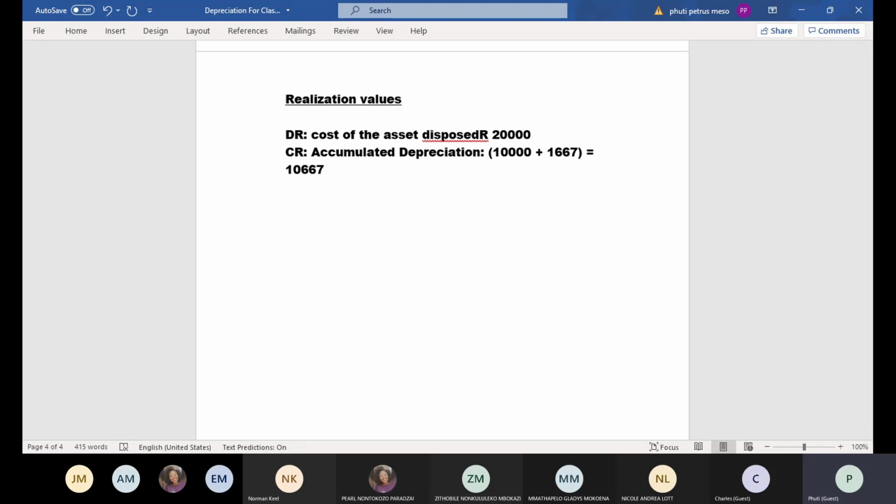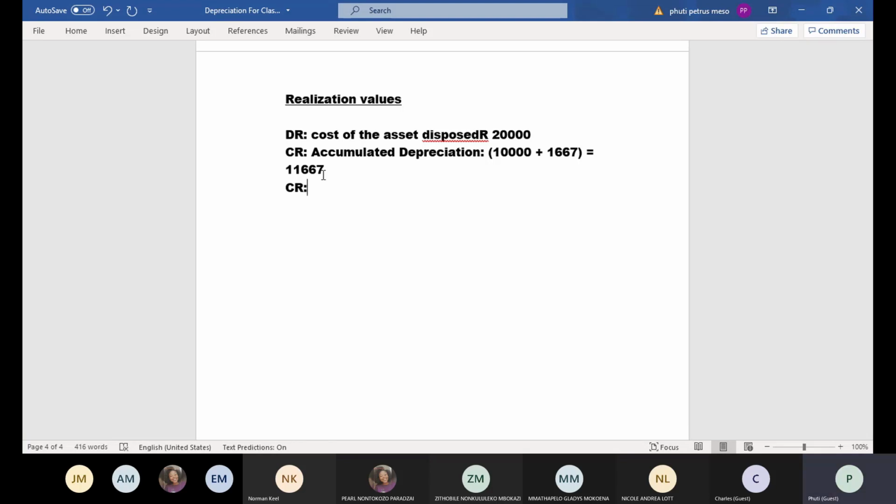So let's have a look at what's going to happen under your. Sorry, Puti. Yes, sir. It's 11,667. Oh, it's 11,667. Thank you for that. 11,667. Right. And then what else are you going to do? You're going to credit your bank.